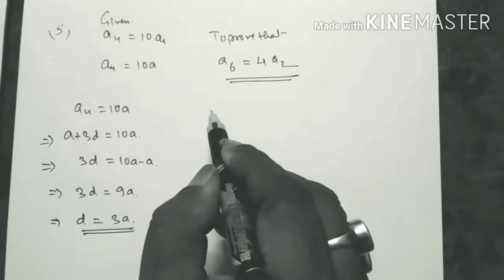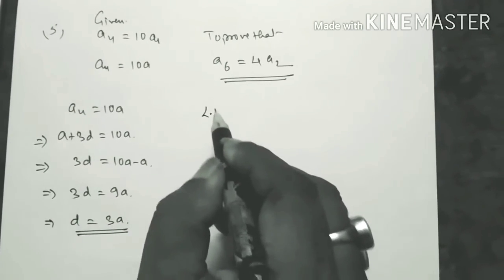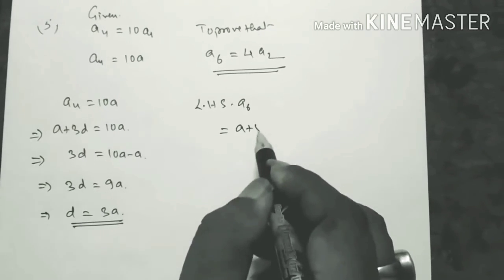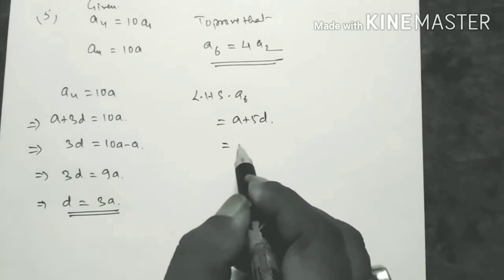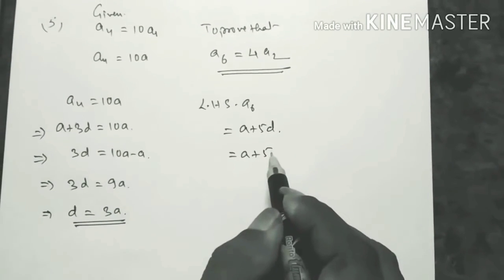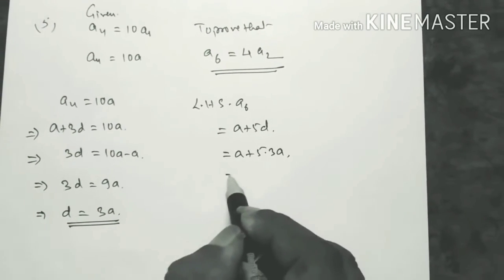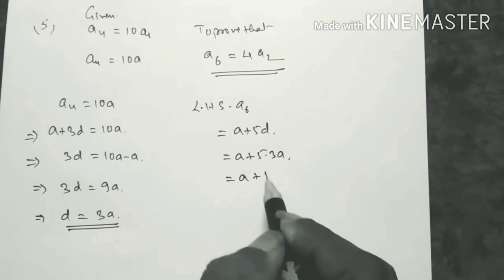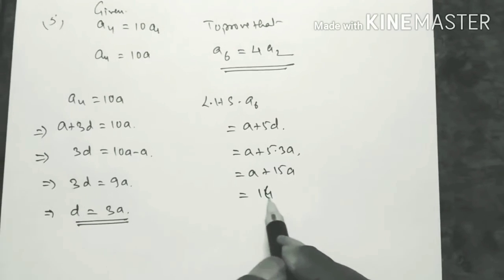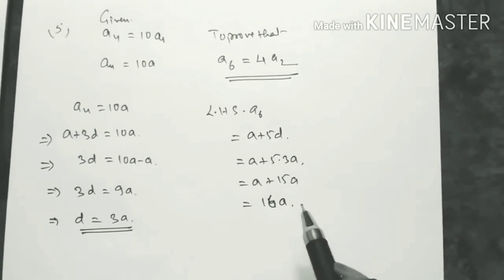Now we move to prove that the left hand side A6 is equal to A plus 5D. Now, what is the value of D? This is 3A. That is A plus 5 into 3A, which comes to A plus 15A, and that is equal to 16A.